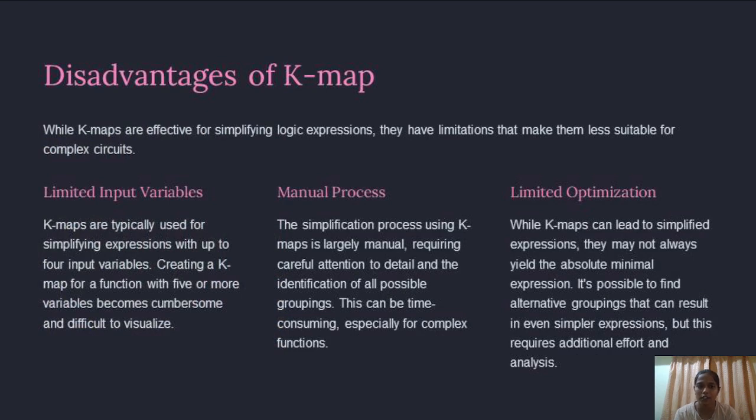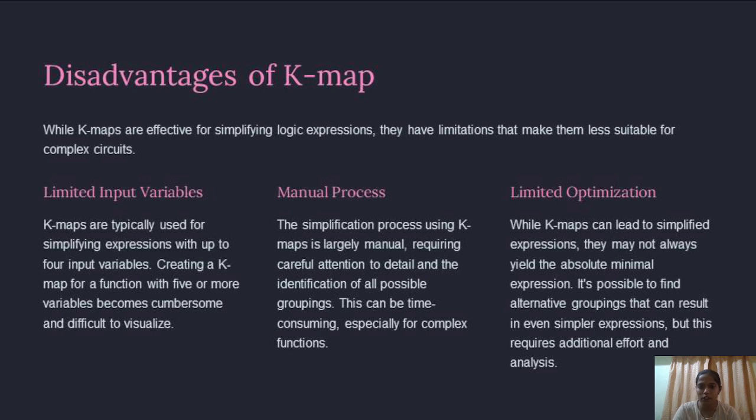Let us see the disadvantages of the K-map. The first one is limited input variables. K-maps are typically used for simplifying expressions with up to 4 input variables. Creating a K-map for a function with 5 or more variables becomes difficult to visualize. The second is the manual process. The simplification process using a K-map is largely manual, requiring careful attention to detail and the identification of all possible groupings. This can be time consuming, especially for complex functions.